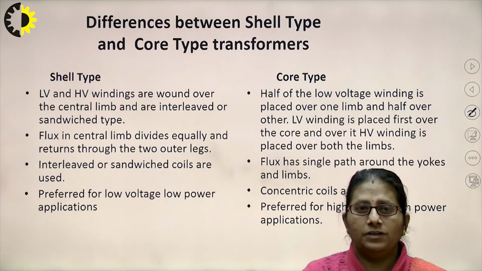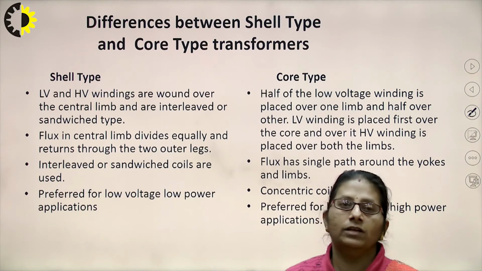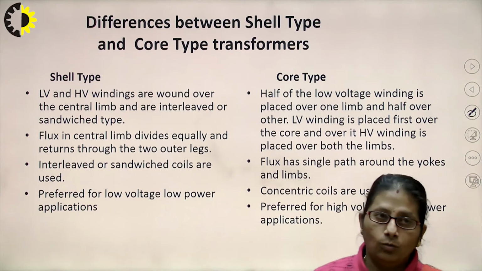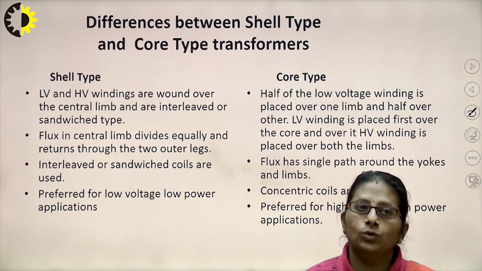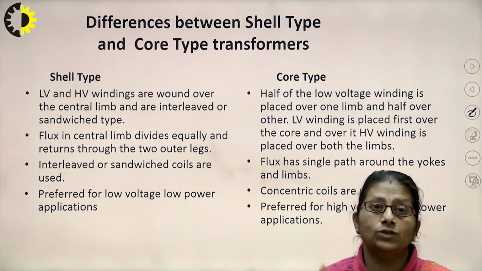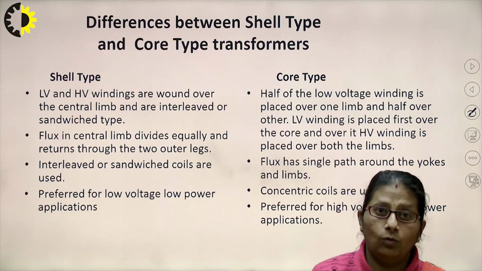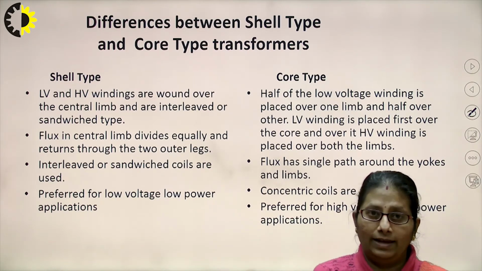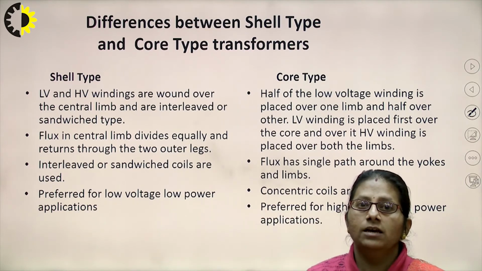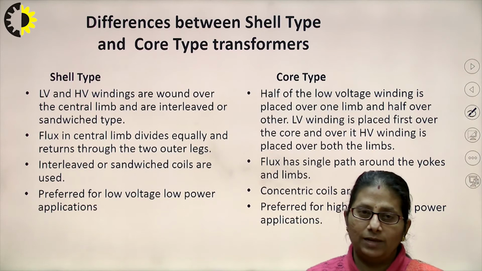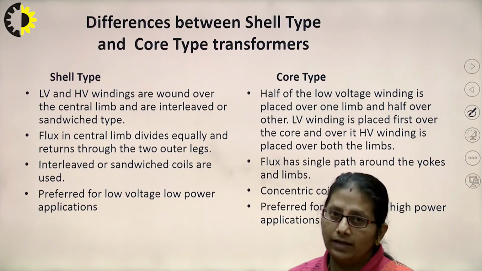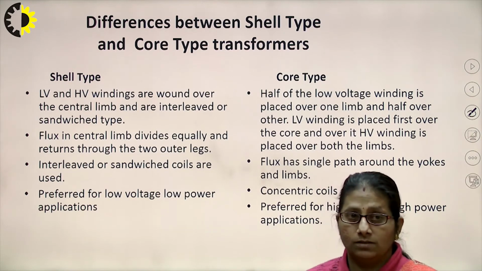Coming to the differences tabulated between the shell type and core type: in a shell type, the low voltage and high voltage windings are wound over the central limb and are interleaved, sandwich type, whereas in a core type, half of the low voltage winding is placed over one limb and half over the other. The low voltage winding is placed first over the core, and over it the high voltage winding is placed on both the limbs.